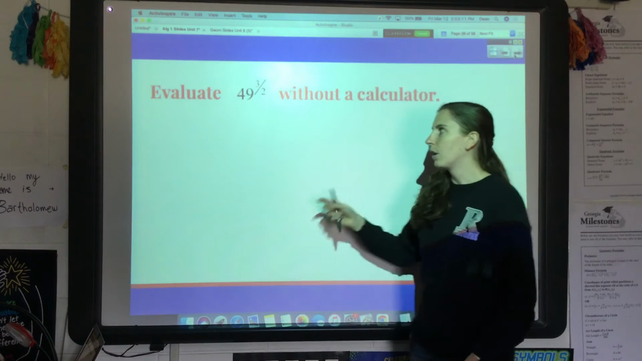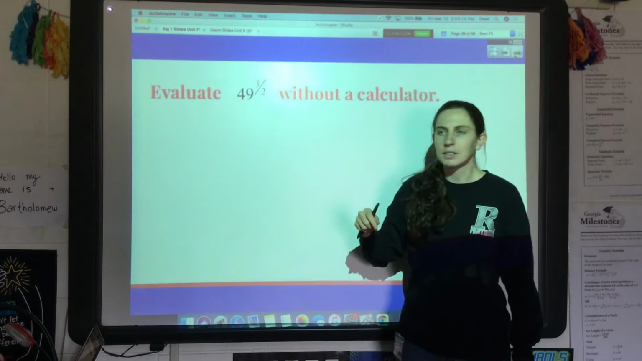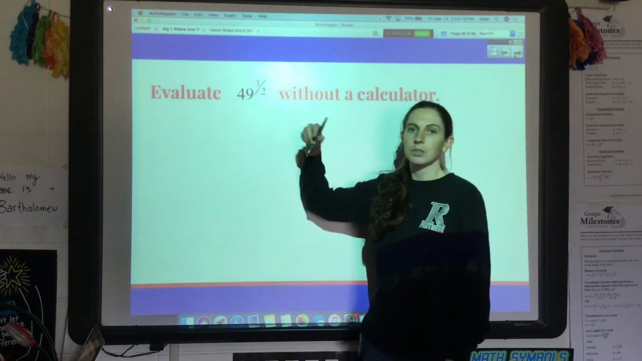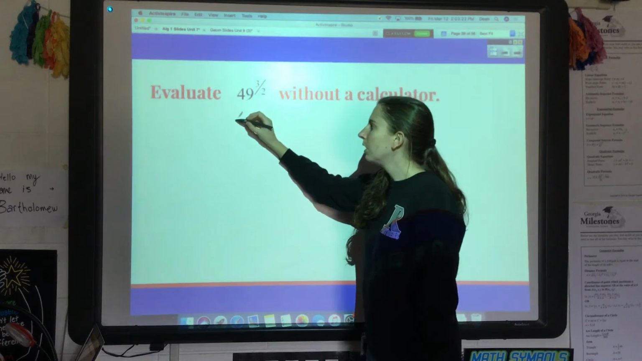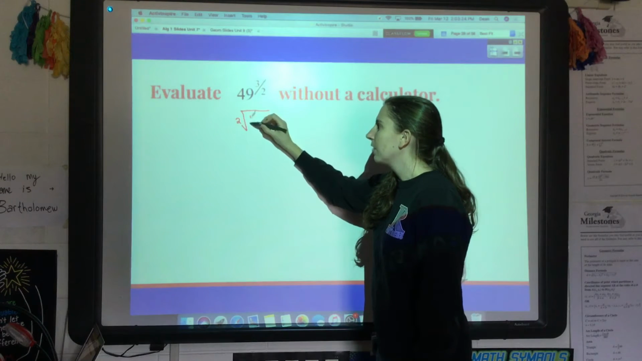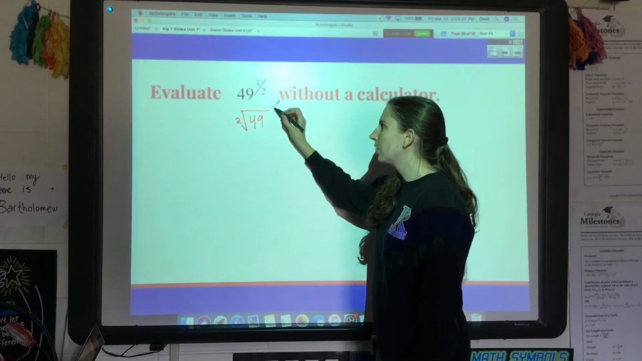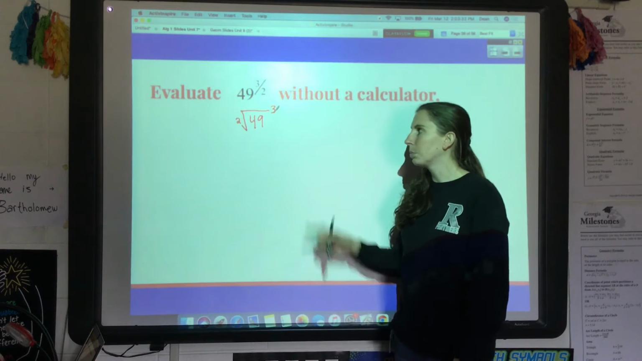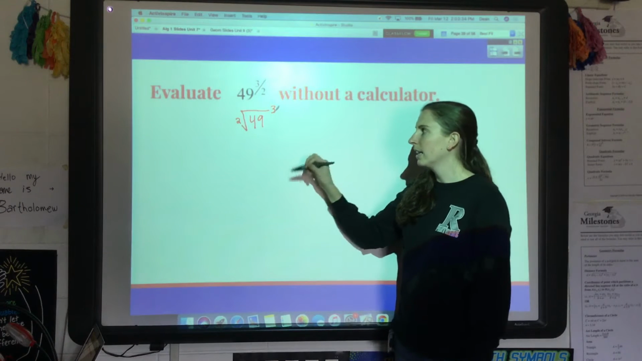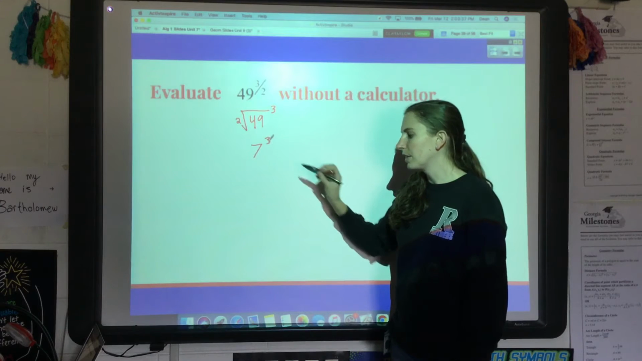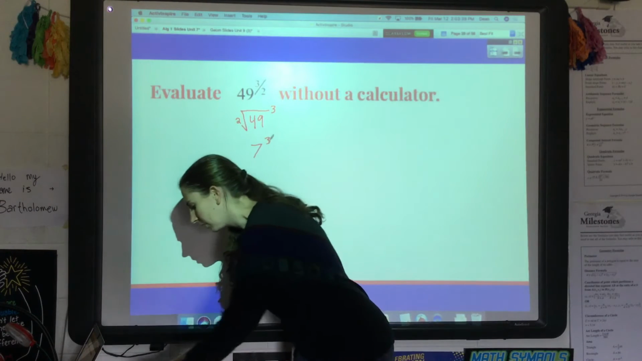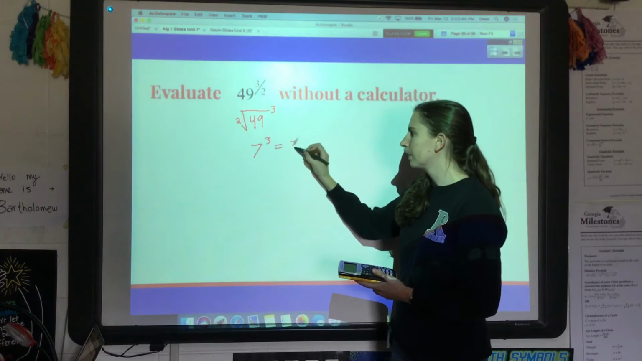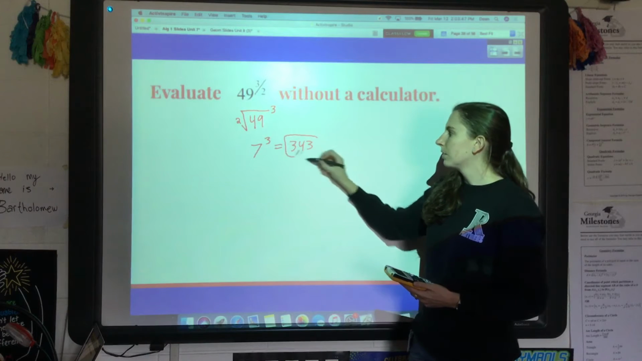For this one, I have no idea what 49 to the 3/2 power is. I could put that in my calculator, but I could also do it by hand if I rewrite this as a radical. So the 2 becomes the index, and the 49 cubed stays. I'm going to put the cubed on the outside because I don't know what 49 cubed is, but I do know the square root of 49. It's 7. And then I can do 7 cubed, which you may need a calculator for. I think it's 343. Yeah, 343. And so there we go.